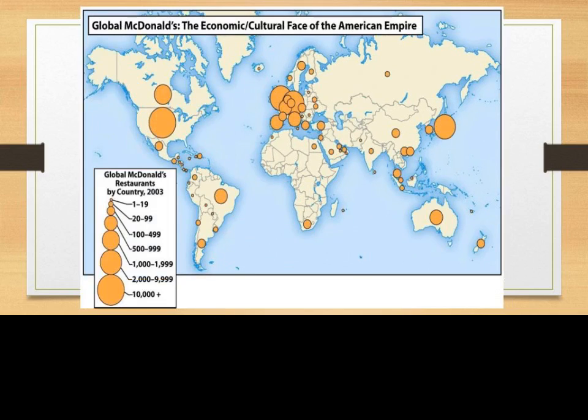And I think this is fantastic to really see the economic and cultural might of the American empire. Global McDonald's. You can see the number of McDonald's restaurants by country as of 2003. More than 10,000 in the United States. In Japan, probably anywhere from 2,000 to nearly 10,000. The same as that of Western Europe, all over. So I think that's a great visual that shows the might of the American empire and their economic influence.